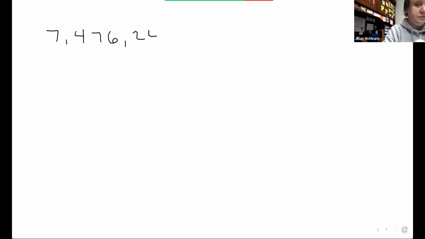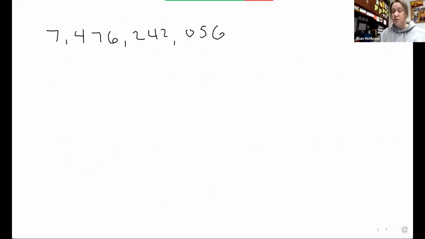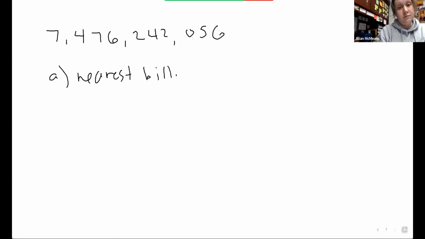Okay, so there's an example: at one point the world population was this. Now, I don't think this is still the world population, but at some point in time, this is the world population, which was 7,476,242,056 people. And what we want to do is round this first to the nearest billion. And then second, we're going to round this to the nearest 10 million.